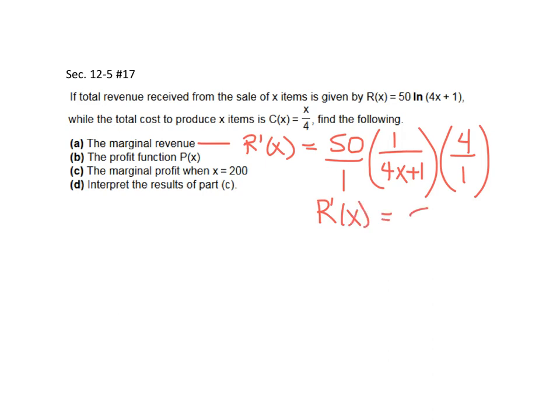is equal to 50 times 4. Let's just go ahead and multiply that out. That's 200, divided by 4x plus 1.